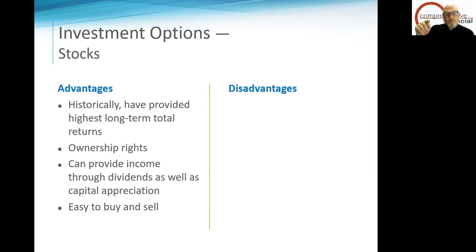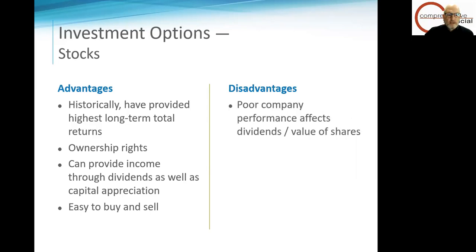You may see a trading range on a particular stock, and that's fine, but understand setting goals for the gain that you want to realize or the loss that you don't want to go beyond is critical in this particular situation. So again, they're easy to buy and sell, but understand why you're buying and selling a particular stock at any given time. Now, the disadvantages: poor company performance affects the dividends or the values of the shares. Again, as I was just discussing in the GE example, we had poor performance in the company.